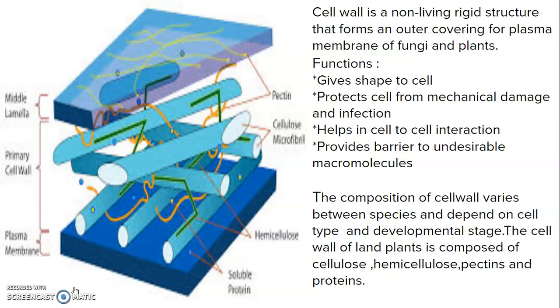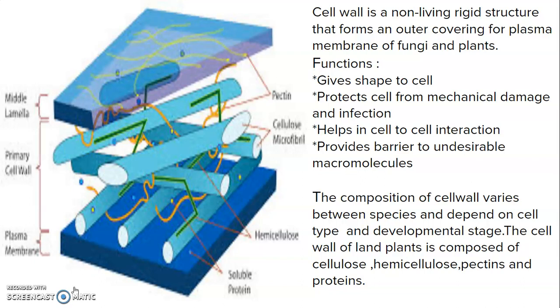Children, we have learned in lower classes that the plant cell is covered by a cell wall. In the case of plant cell, external to plasma membrane, they have a cell wall. This cell wall is a non-living rigid structure. The functions of cell wall: it gives shape to the cell.